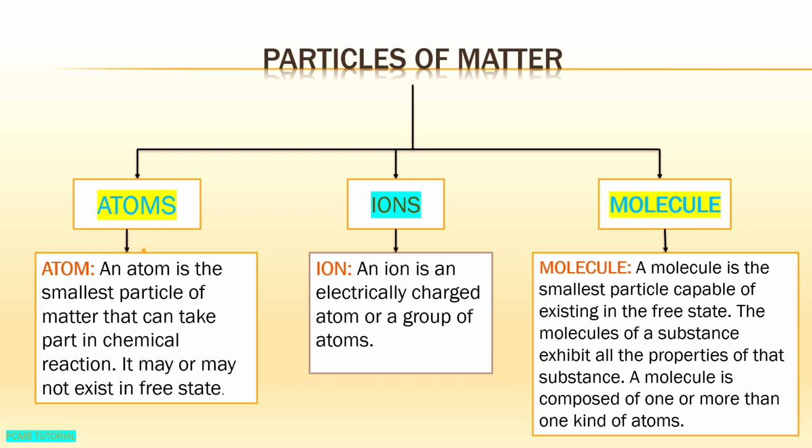Now let's talk about ion. In the chapter Atomic Structure, we will learn that atoms consist of negatively charged subatomic elementary particles known as electrons.